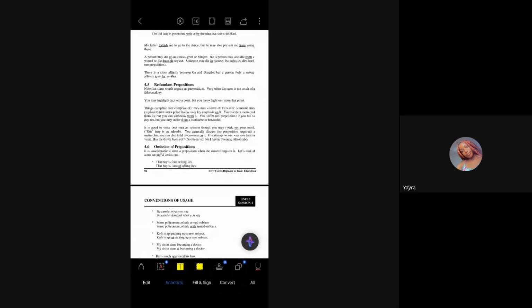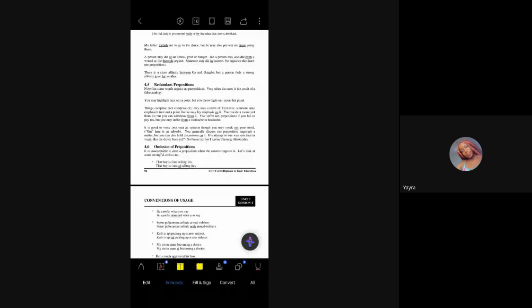And we have the omissions of prepositions. When you omit a preposition that the sentence requires, it is a grammatical error and you'll be penalized for it. So let's take note of it. The boy is fond of telling lies. If you ignore the of, it means your sentence is grammatically wrong. Be careful what you say.